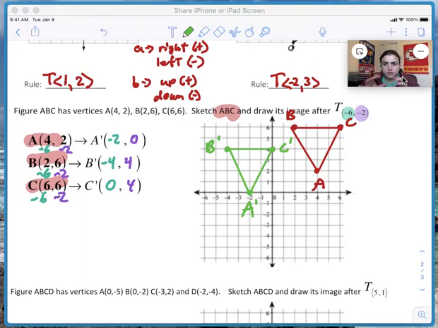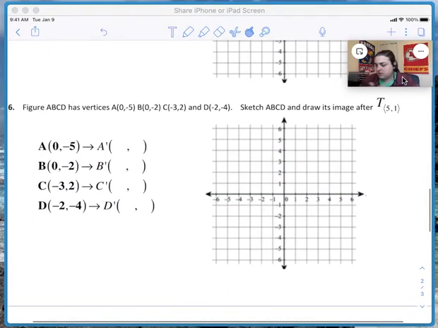So remember, translated means a slide. All I did here, guys, with each point is I moved it to the left 6 and down 2. So I went to the left 6, down 2. That's what I did with every point. I picked it up and I moved it to the left 6 and down 2.